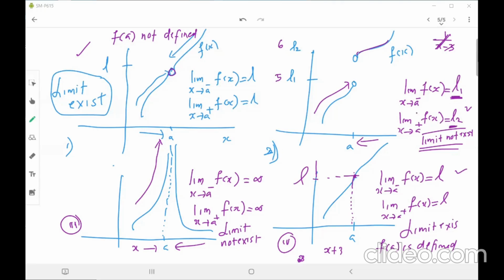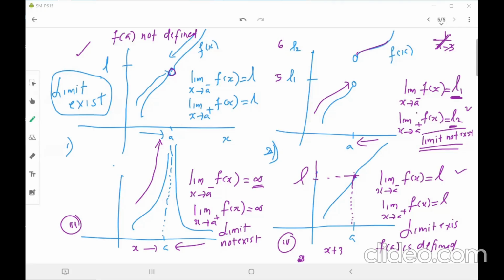The condition for the limit is that the left limit and right limit should be unique. It should meet at a single point. It approaches the same point. Then only we say the limit exists. And in the third case, what happens? It is going to infinity. Infinity is not a number. Going to infinity, I cannot find the exact value of that limit. Therefore, in the third case, the limit does not exist.